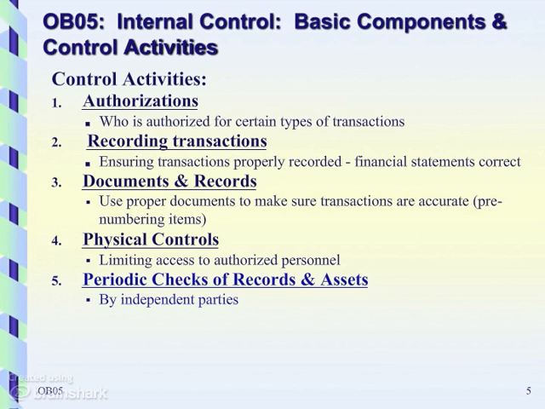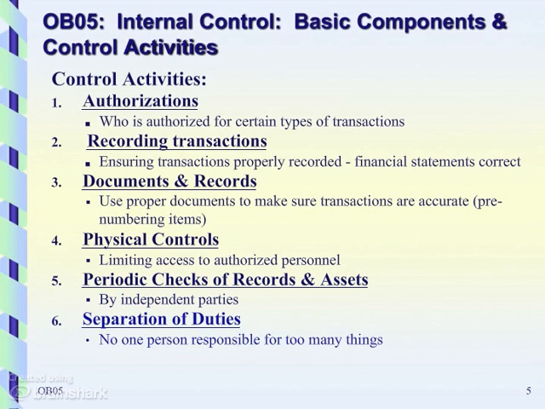Fifth is periodic checks of records and assets, for instance, by independent parties, such as an auditor or an external audit firm. Sixth is putting in place separation of duties, meaning that no one person is responsible for too many things. Separation of duties is a very key component of control activities.